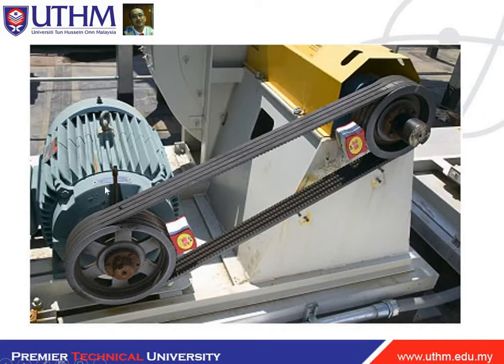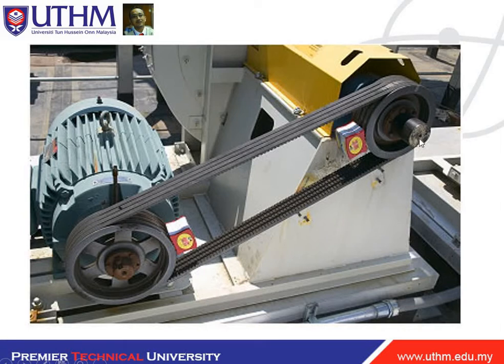Okay guys, this is a typical belt drive system arrangement somewhere in industry. This is an electric motor attached with a pulley, the input pulley, connected to pulley B using a belt. In this picture, there are four units of belt, but in our problem there are only two belts. Never mind, it's only an example.